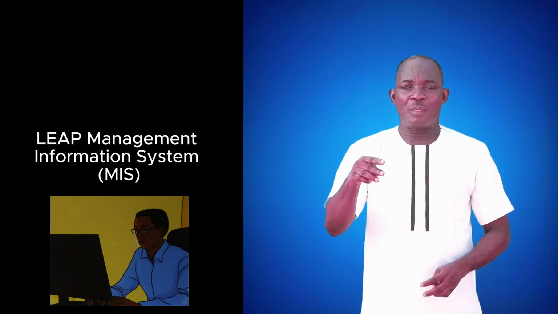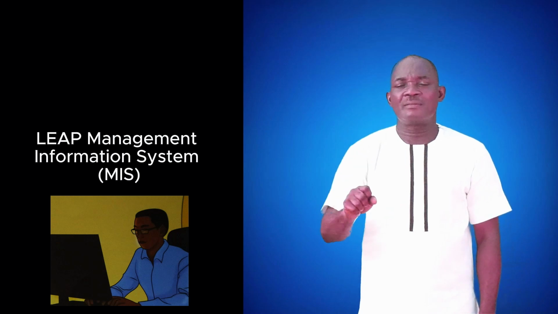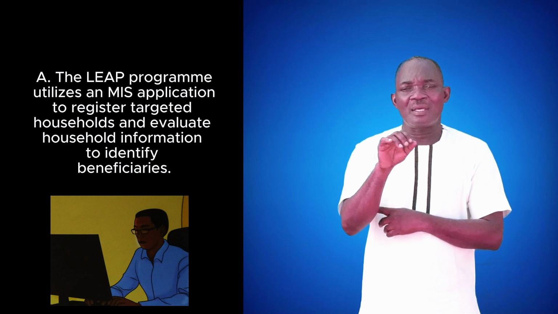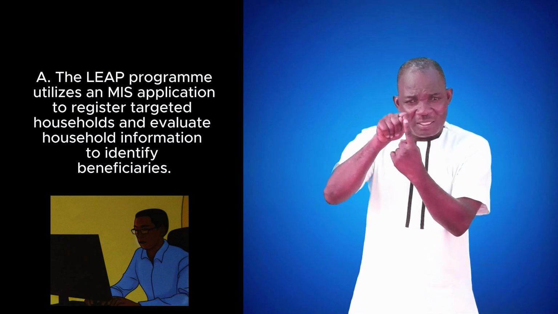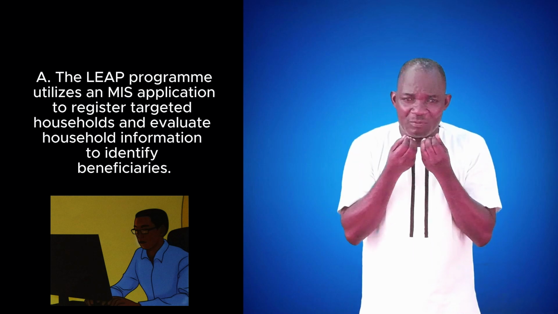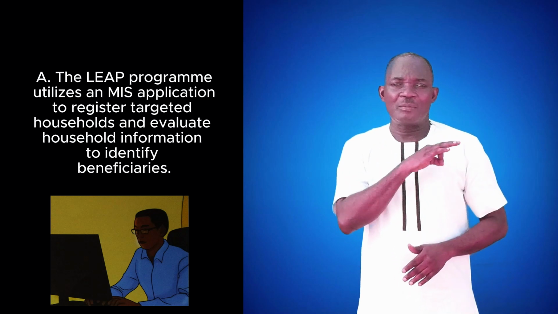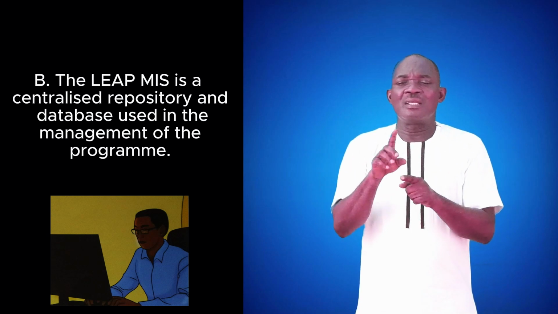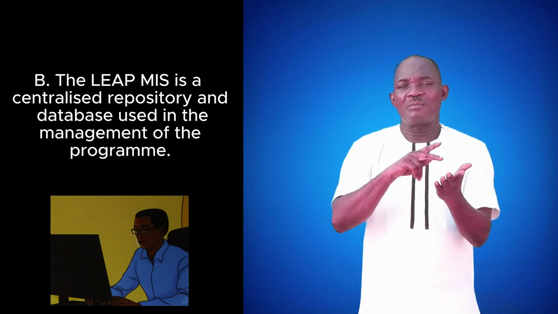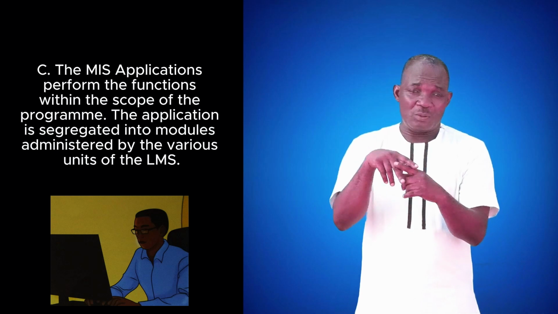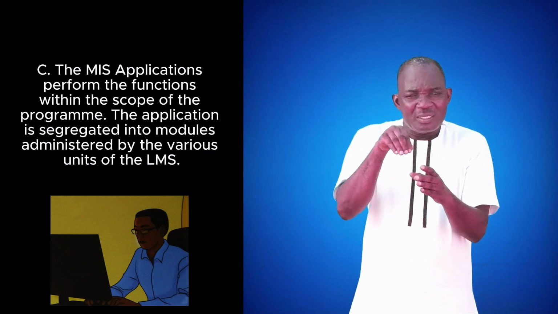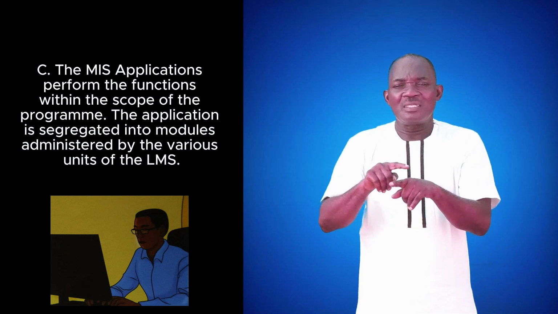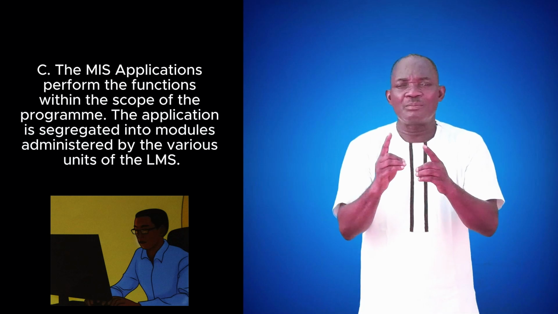LEAP Management Information System, MIS. A. The LEAP program utilizes an MIS application to register targeted households and evaluate household information to identify beneficiaries. The LEAP MIS is a centralized repository and database used in the management of the program. The MIS applications perform the functions within the scope of the program. The application is segregated into modules administered by the various units of the LMS.